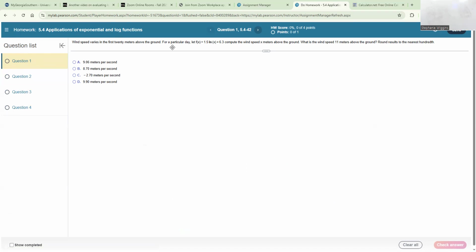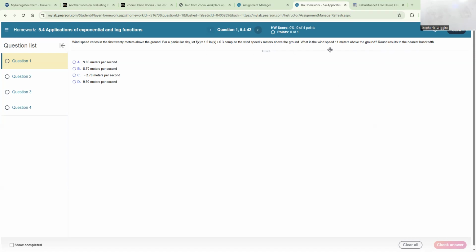above the ground for a particular day. And then it gives you a function f of x equals 1.5 times the natural log of x plus 6.3. And that is used to compute the wind speed x meters above the ground. So in this particular case, we are asked, what is the wind speed 11 meters above the ground? And then we're rounding the results to the nearest hundredth.